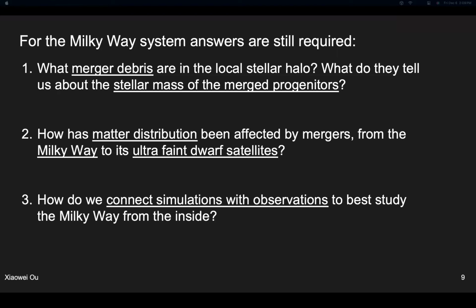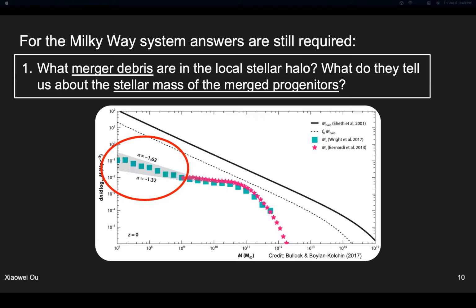And lastly, as an outlook, I will talk about brief future plans on how we can best connect simulations with observations to provide better as well as more robust constraints on Milky Way formation. So moving into the first part, just again emphasizing that for this part, we'll be mostly focusing on the low mass systems that are currently found in the local stellar halo.